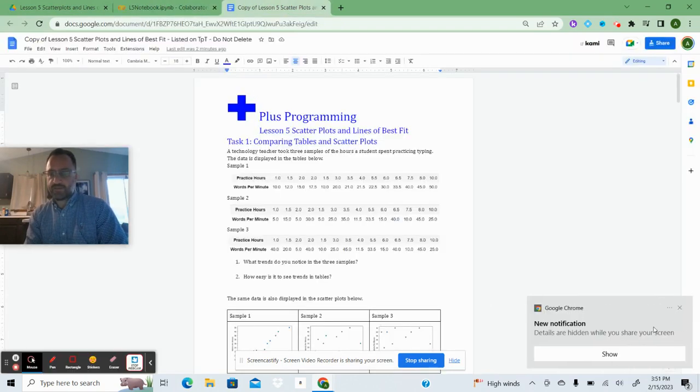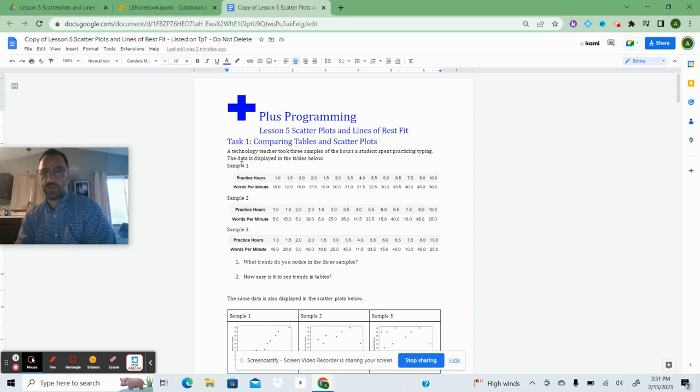But on here, we have some data that a technology teacher took, 3 samples of practice time typing, so how many practice hours you did, and how many words per minute that you did, and they did 3 different samplings. So what trends do you notice in just the tables? As the practice hours increase on the first table, it looks very much like the words per minute also increase. Same here, sample 2, the practice hours are increasing, but these numbers are jumping up and down. So there's more variation in sample 2. Sometimes the hours are going up, sometimes they're going down.